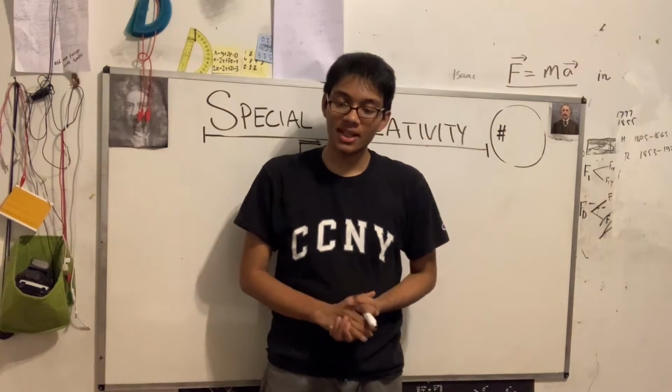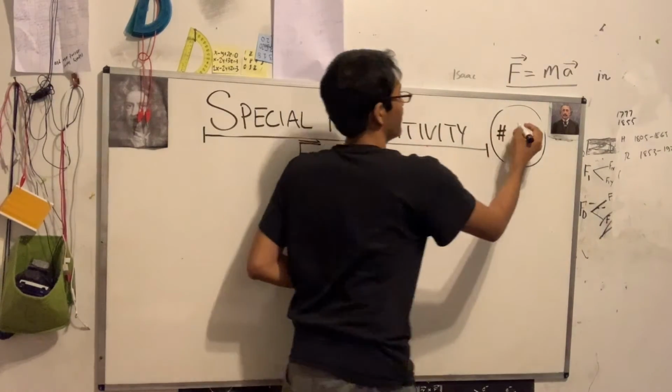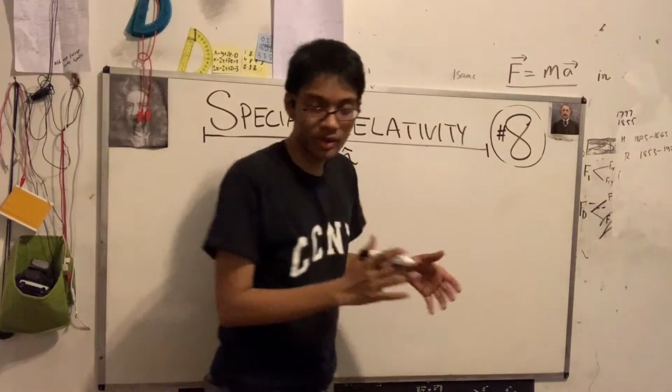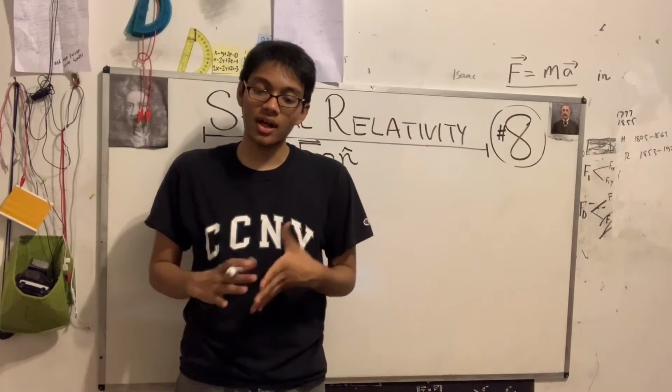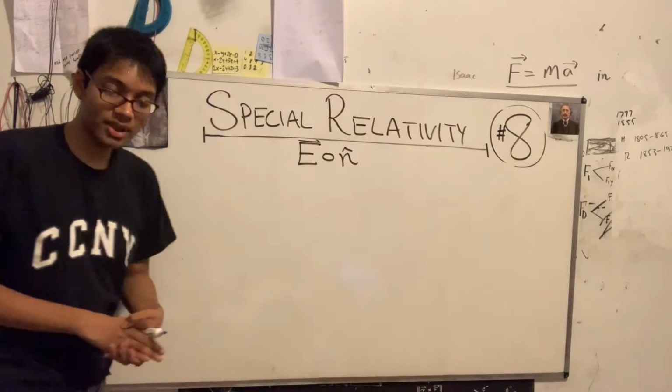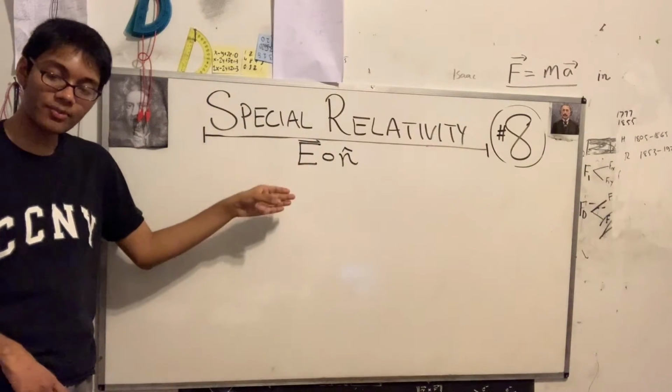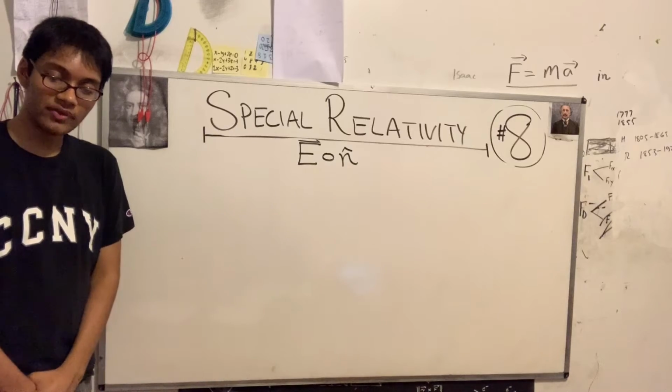Gentlemen, welcome to the 8th lecture in special relativity. Today we're continuing our discussion of Maxwell's first equation, which is Gauss's law of electric fields. Today we're going to be talking about, quite simply, the dot product of the electric fields with the normal vector.